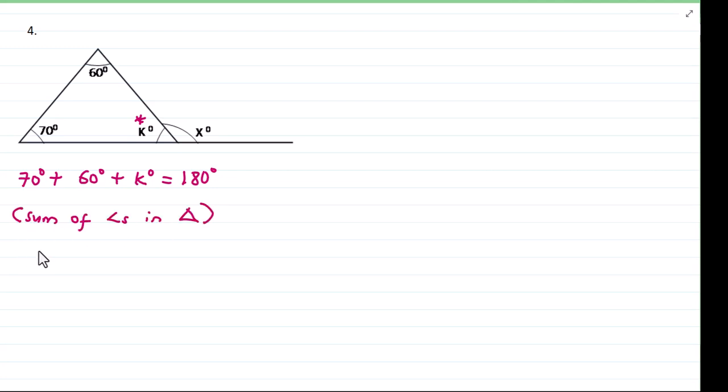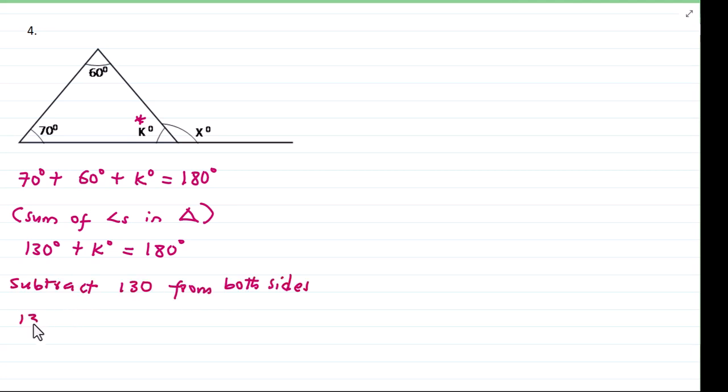Having said that, we can add 70 plus 60 gives us 130, right? So 130 degrees plus k degrees is equal to 180 degrees. So employing one-step linear equation here, we subtract 130 from both sides. So that we have 130 minus 130 plus k is equal to 180 minus 130. The 130 is cancelled out and then we'll have k is equal to 180 minus 130, which gives us 50 degrees. So we've been able to solve for k.